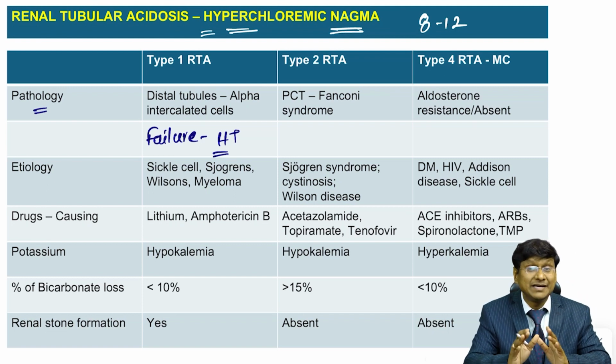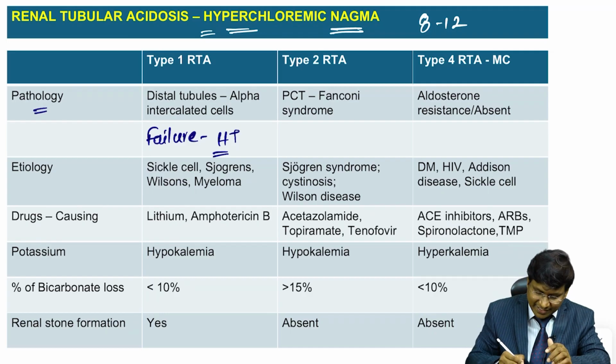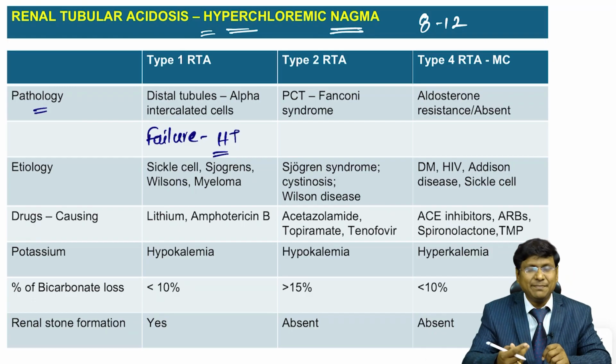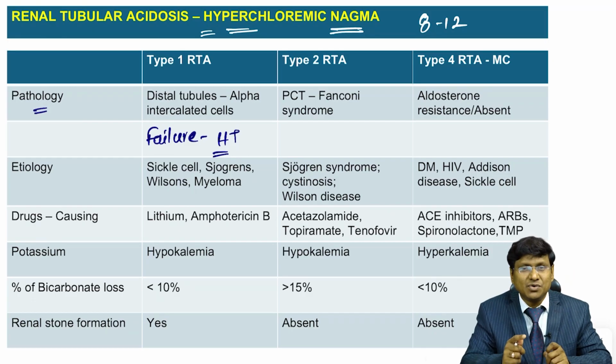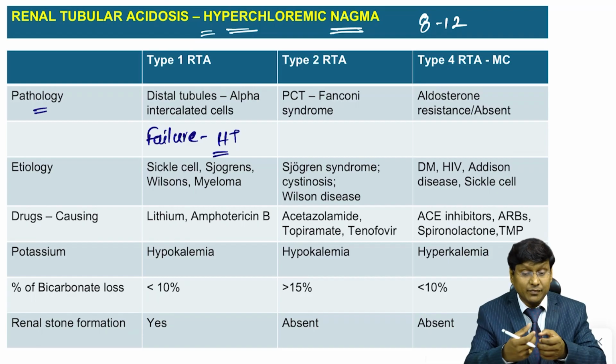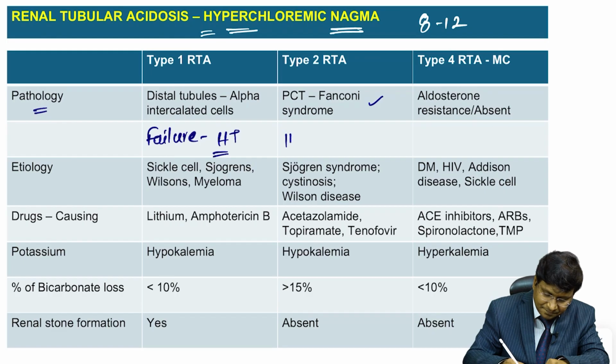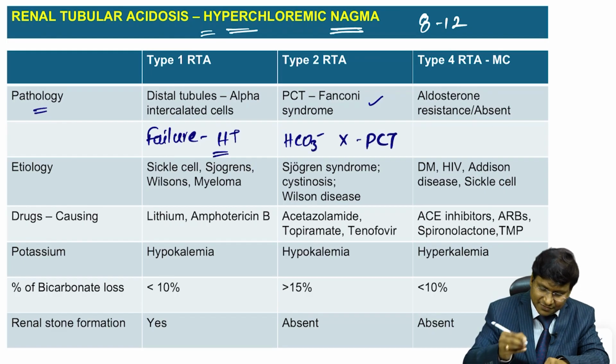So how will the urine be? The urine will be alkaline, where the pH of the urine will be more than 5.5. Whereas in type 2 renal tubular acidosis, which is also called Fanconi syndrome, the pathology is in the proximal convoluted tubule, where bicarbonate absorption does not occur.